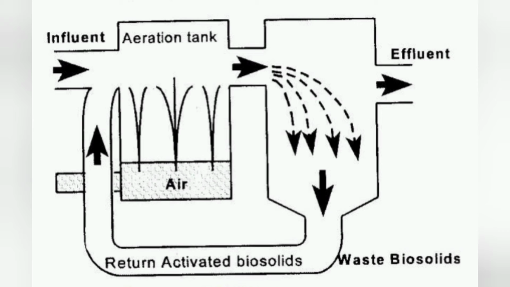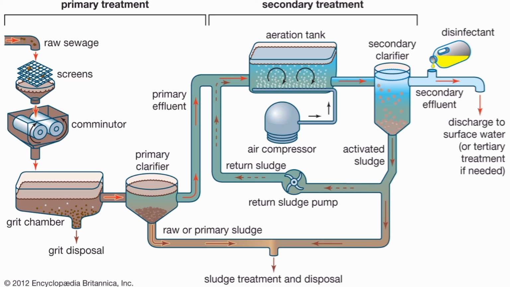It basically involves the process of sedimentation and the removal of fats, grease and oil. Secondary treatment is used for the removal of fine suspended organic solids that cannot be removed through primary treatment in the sedimentation tank. The sedimentation process is carried out twice.